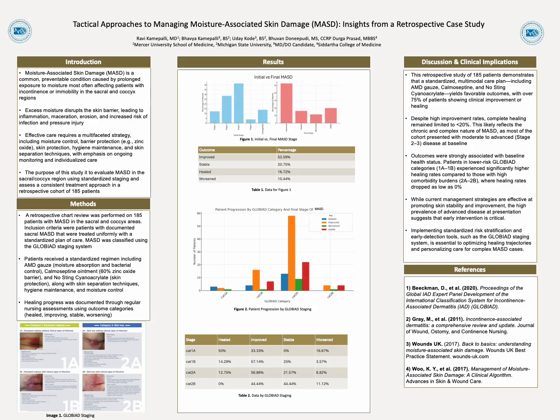We found a direct correlation between comorbidity burden and healing potential. For patients in Category 1A, those with fewer systemic health issues and no infection, we saw a 50% healing rate. However, as complexity increased to Category 2B, the healing rate dropped to 0%. In this highest risk group, while 44.4% of patients still improved, 11.12% actually worsened despite treatment.